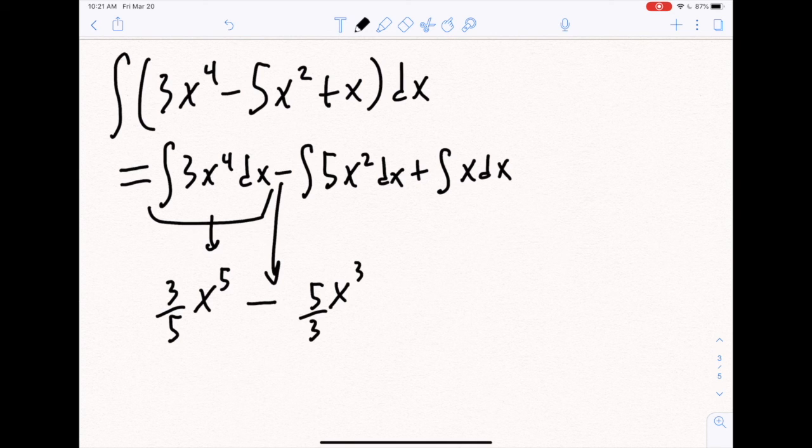So we get 3/5 x to the 5th minus 5/3 x cubed, plus, and then the integral of x, as we've seen before, is 1/2 x squared. And then we throw on our constant of integration. So we have 3/5 x to the 5th power minus 5/3 x cubed plus 1/2 x squared plus c.